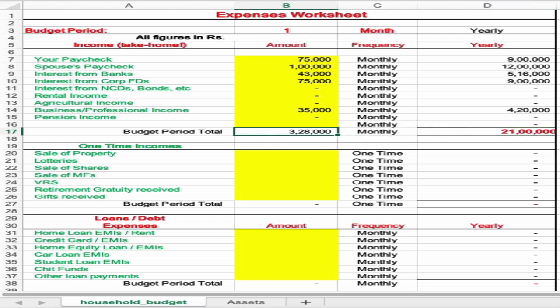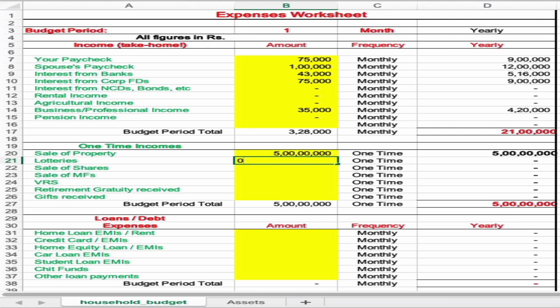Okay, so now we come to other one-time incomes. That means it doesn't happen every month, but it happens now and then. For example, sale of property. Let's say you got 5 crores from the sale of property this year, in this financial year.